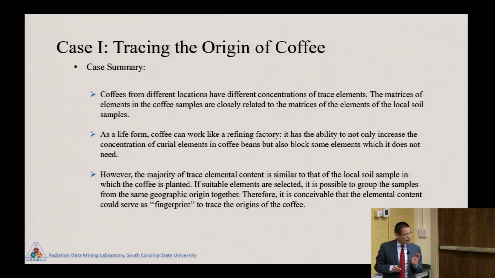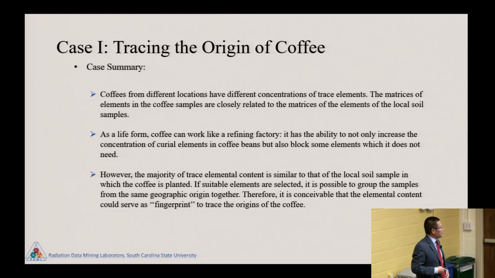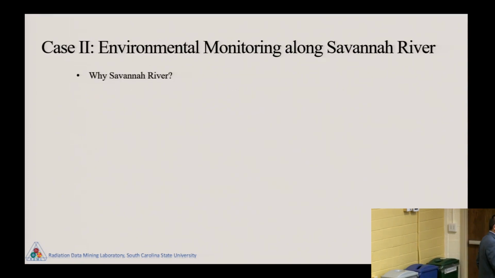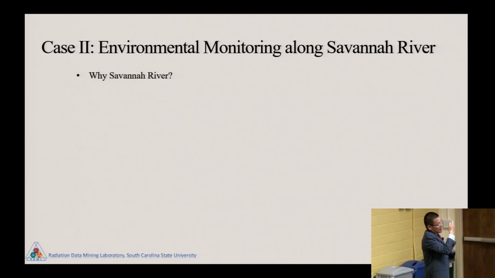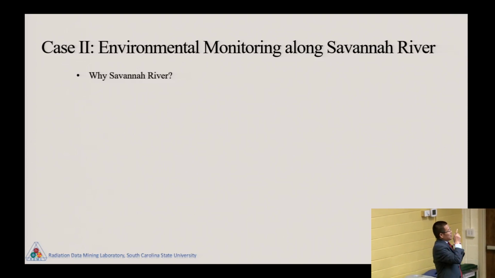Therefore, it is conceivable that the element content could serve as a fingerprint to tell the origin of the coffee, or the origin of the drugs. It can tell. Okay. Let's talk about another case. The previous case was photon activation analysis. This one is neutron activation analysis.